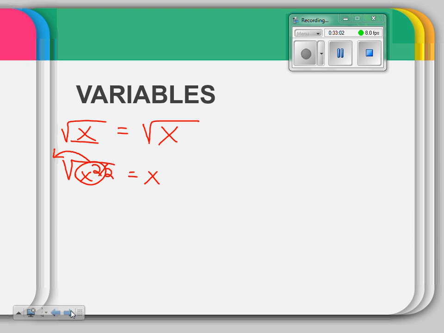What's left on the inside? I circled this guy and took him out. There is a 1, but square root of 1 is 1. And x times 1 is x. You with me?